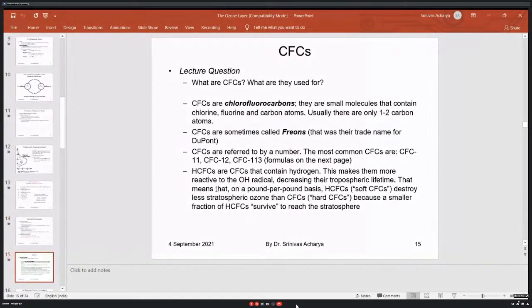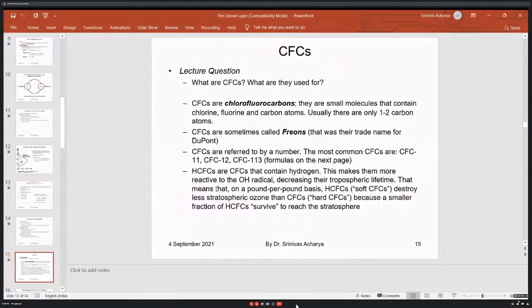You can have some questions: what are CFCs or chlorofluorocarbons, and why are we using them, or did we use them in the past? These chlorofluorocarbons are small molecules that contain chlorine, fluorine, and carbon atoms. Usually they have only 1 to 2 carbon atoms, and they are sometimes called freons. Chlorofluorocarbons are referred to by a number, like CFC11, CFC12, CFC113, and you can decode it by adding 90 to this number.